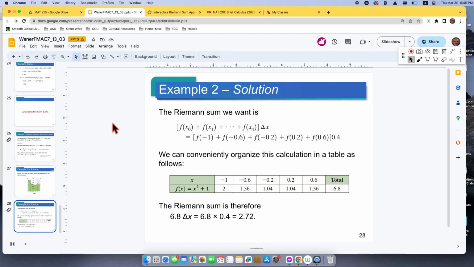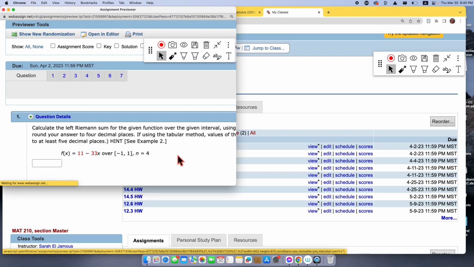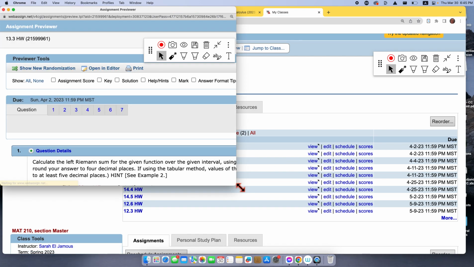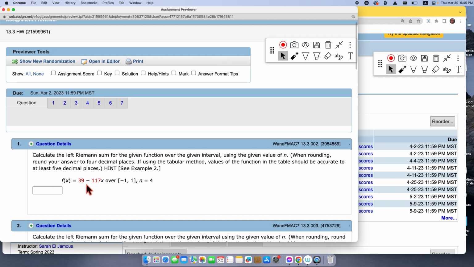So let me just show you real briefly, since I have our course open. So 13.3. We'll just scan through what's on it. It's 7 questions. They're going to ask you to do a Riemann sum here. They give you an equation, it's actually a linear equation. They give you the interval from -1 to 1 with 4 intervals, or four rectangles.